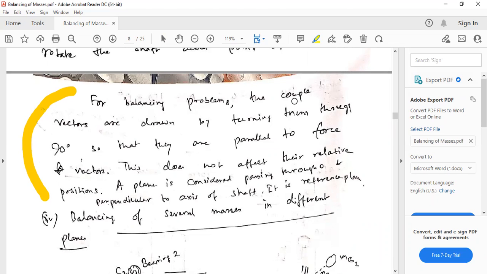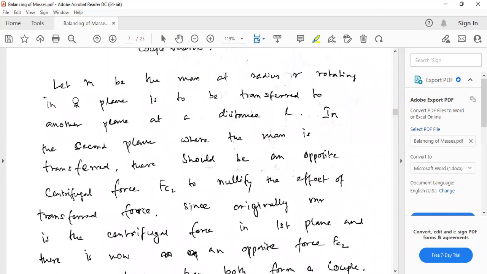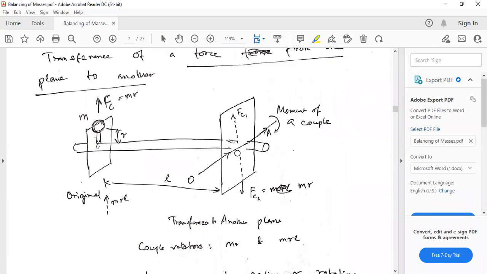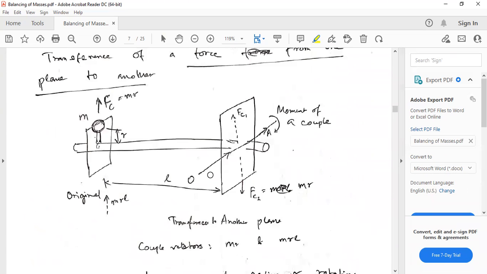For balancing problems, the couple vectors are drawn by turning them through 90 degrees so that they are parallel to the force vectors. This does not affect the relative positions. Now what to do? Let m be the mass, which is to be transferred to a length l. So in this second plane, where the mass is transferred, there should be an opposite centrifugal force Fc2, to nullify this effect.